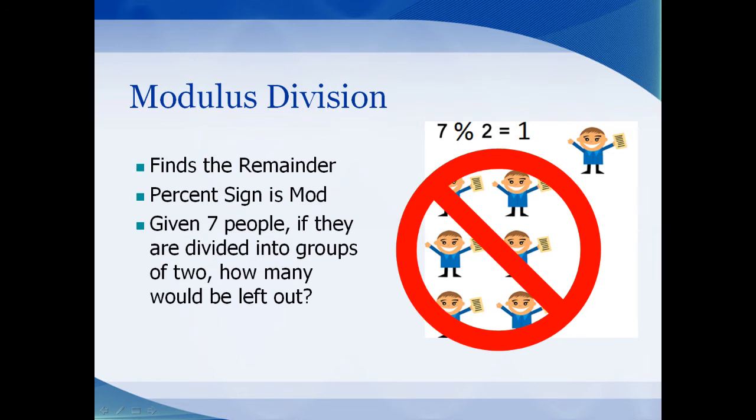Now we have that same scenario, but this time we're going to be using modulus division. This asks, if they're divided into groups, how many people would be left without a partner? Well, 1, since 7 mod 2 is 1 left over.